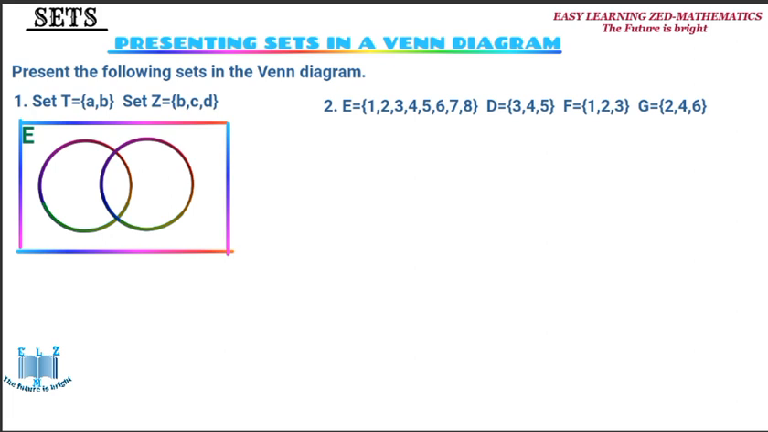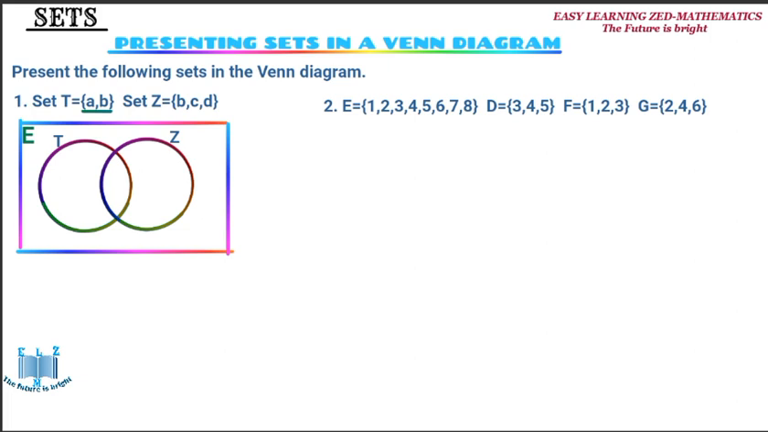Once you have done that, the next thing you need to do is start entering the elements in their respective sets. Let's start with set T, the one I've underlined there. Now let's start with A. Is element A found in set Z? We have started with set T and we are looking at the element A which is found in T. Is element A found in set Z? We are saying no, it's not found.